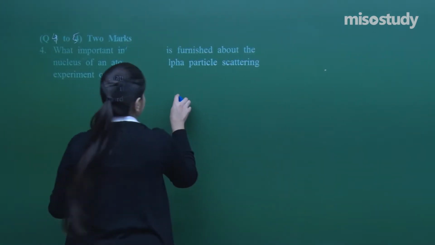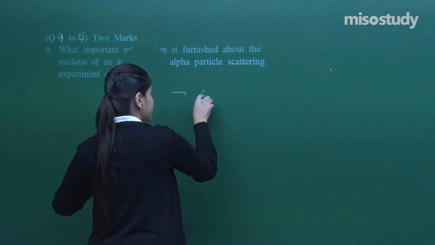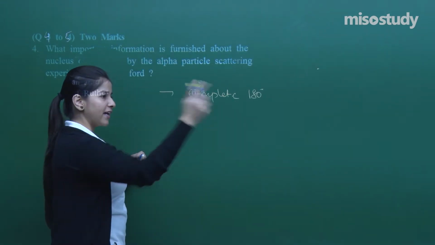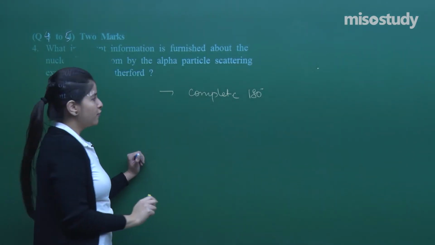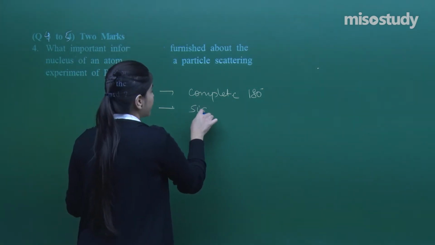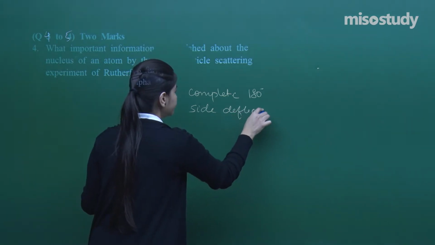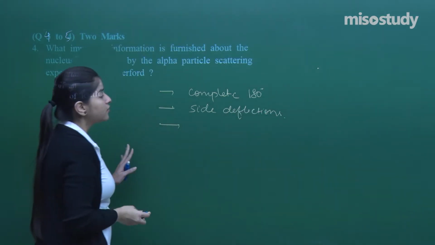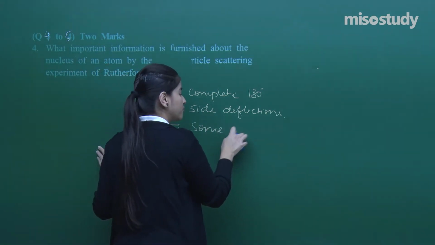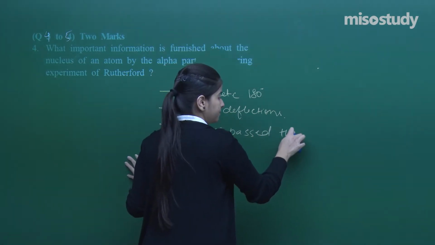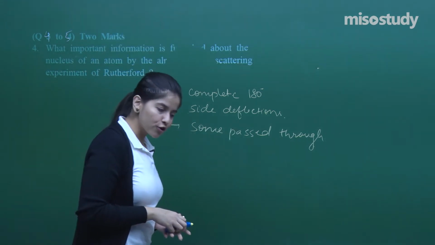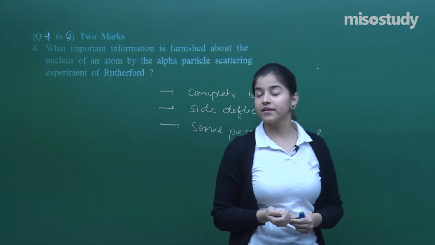He observed deflections which were a complete 180 degrees. That means I deflected it and it straight away came back to me. That was the first observation. Second was side deflections. And the third observation was quite interesting: some passed through. From all these three, he got to know something very interesting about the atom.